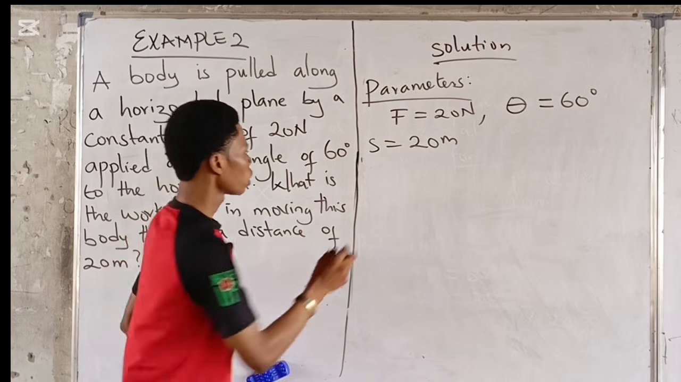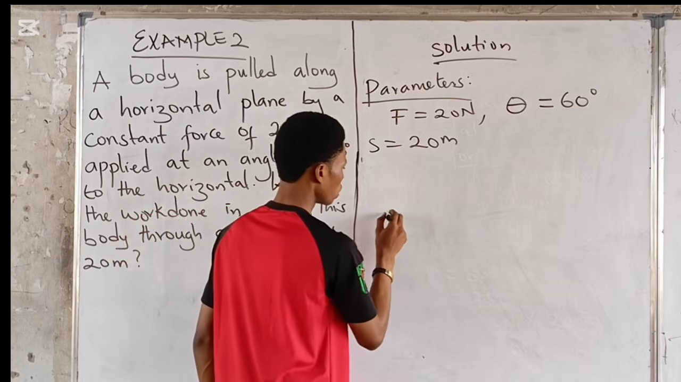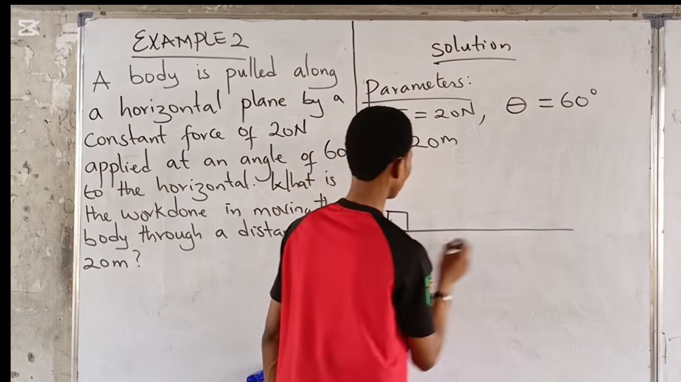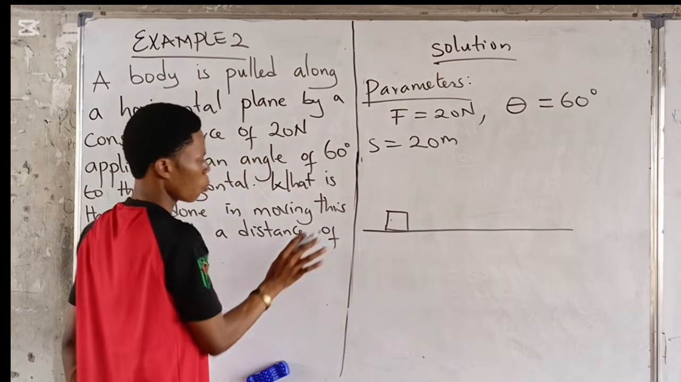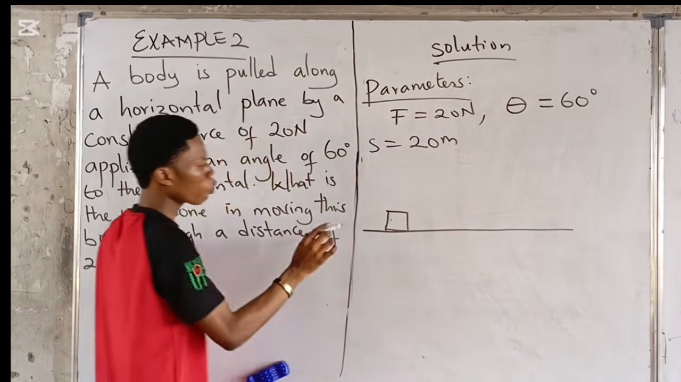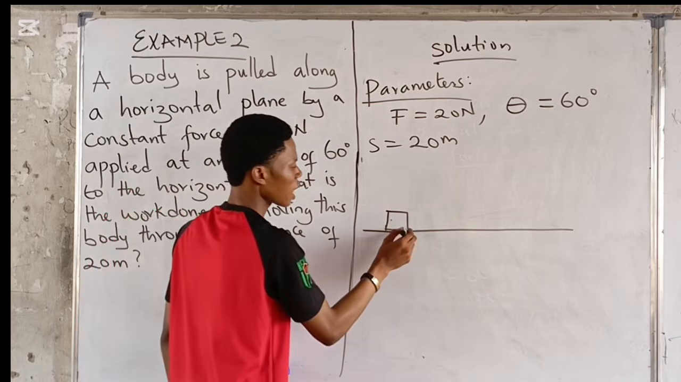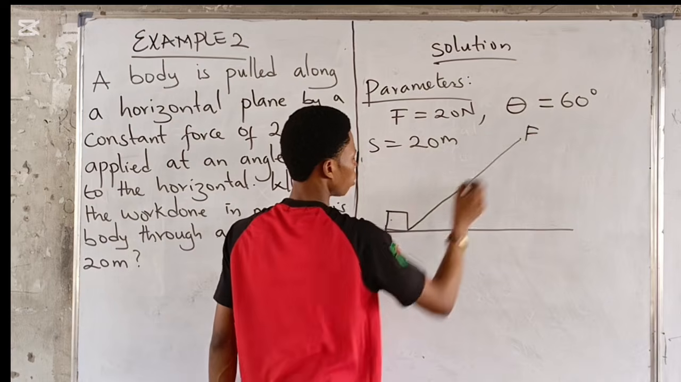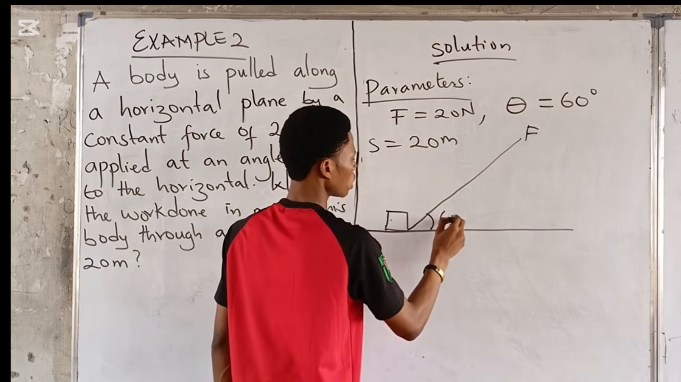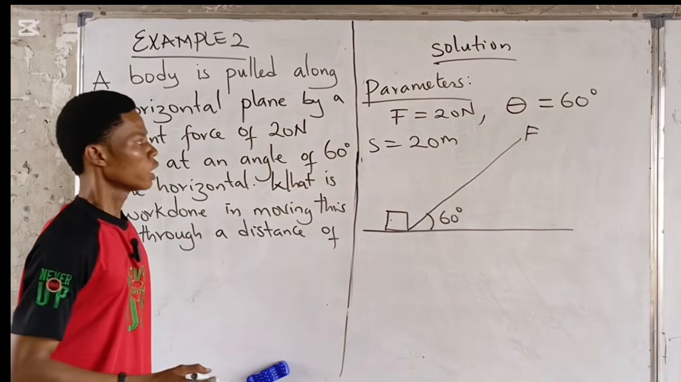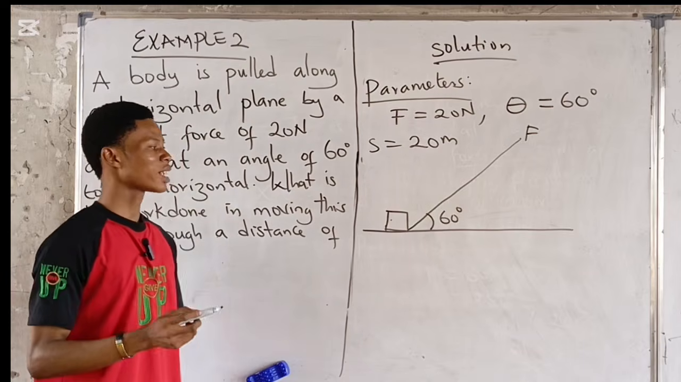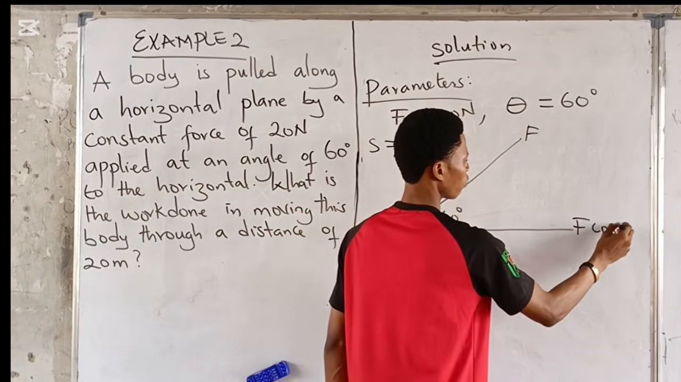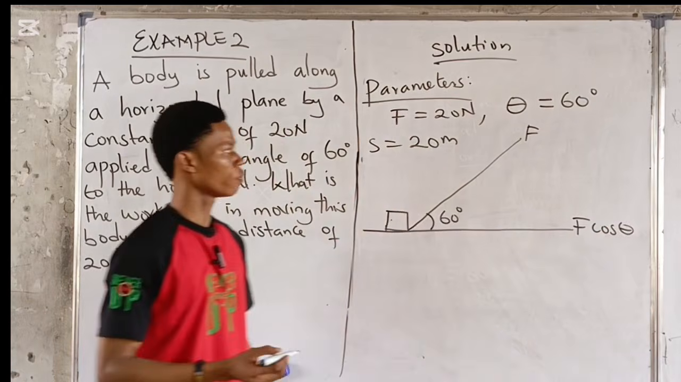All right, so let's visualize the equation. This is the object. You are pushing the object, according to the equation, along a horizontal plane. So you are pushing it this way. But the force applied is at an angle of 60 degrees. So this is the force applied, but it's at an angle of 60 degrees. Remember what I said, that anytime an angle is involved, you use F cos theta for the force.